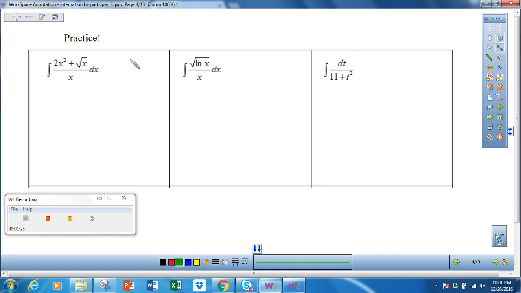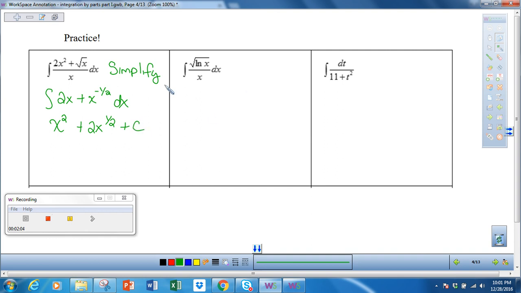In this first problem, the way I want to attack this, I can't use a rule because there's no quotient rule in integration. So let's simplify it by dividing by x, which gives me an integral of 2x plus, remember this is x to the 1/2. I subtract exponents and get x to the negative 1/2. And then after that, it's just a simple integration. So that gives me, I'm using the power rule now. And remember your cookies, okay?